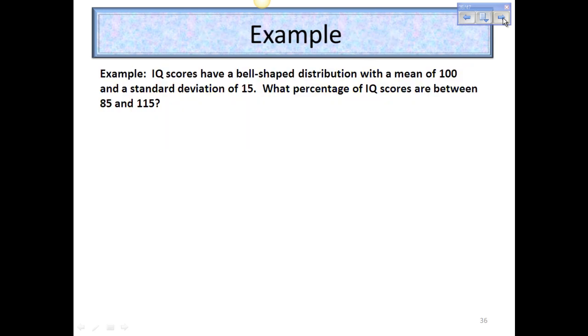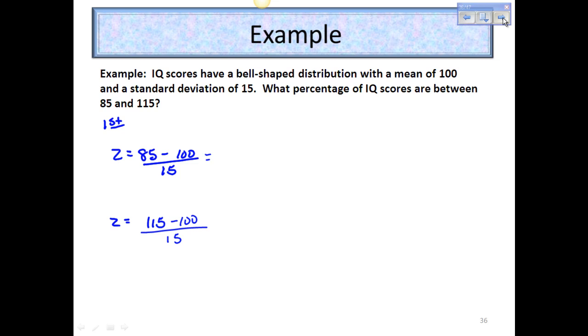Okay, another example, we still have the IQ scores that have a bell-shaped distribution with a mean of 100 and standard deviation of 15. What percentage of IQ scores are between 85 and 115? So again, our first step is to find the z-score for your individual data values. So 85 minus 100 divided by the standard deviation, and 115, which was your other data value, minus 100 divided by the standard deviation.